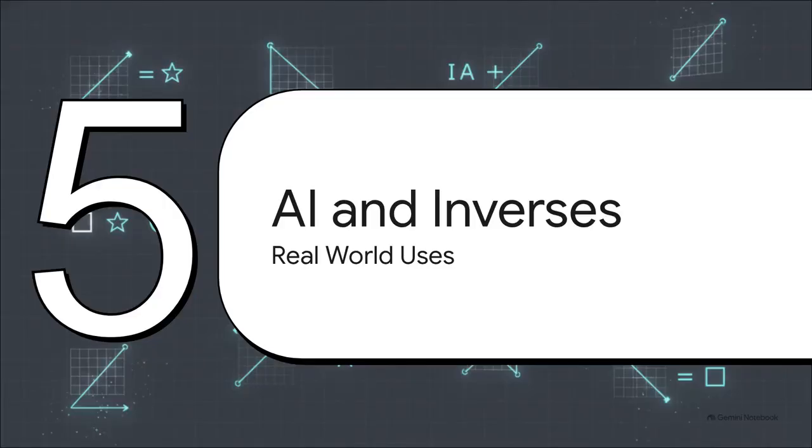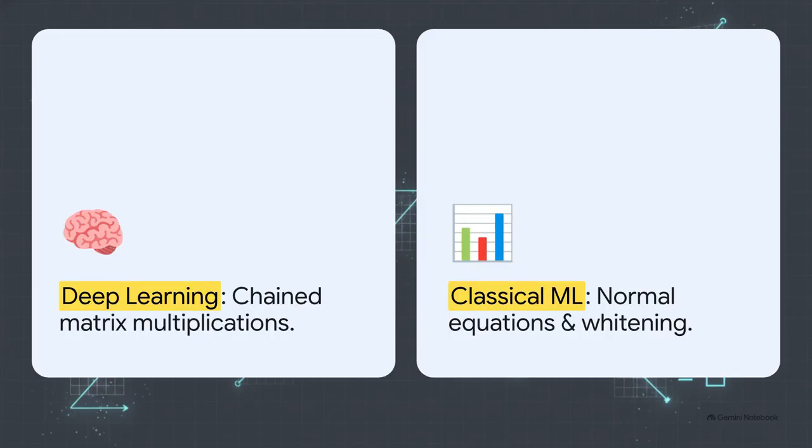Which brings us to section 6, how AI uses inverses. Let's transition here and see how this theoretical math builds into the real world. Where does this actually show up in artificial intelligence? Let's be precise here, because it's super tempting to overstate things.